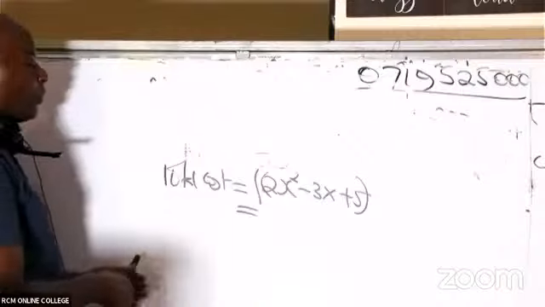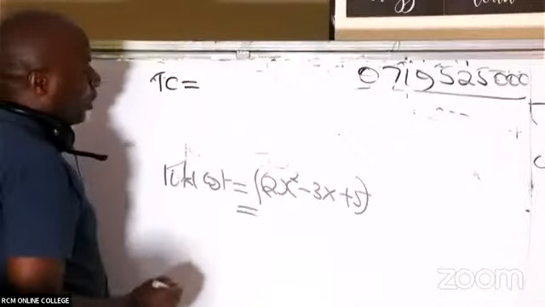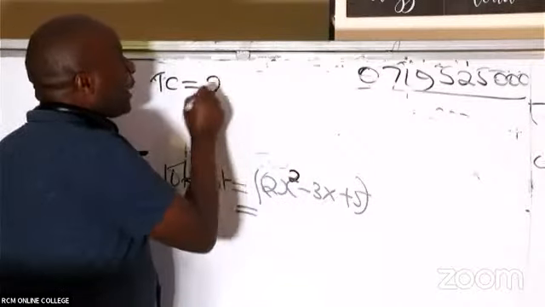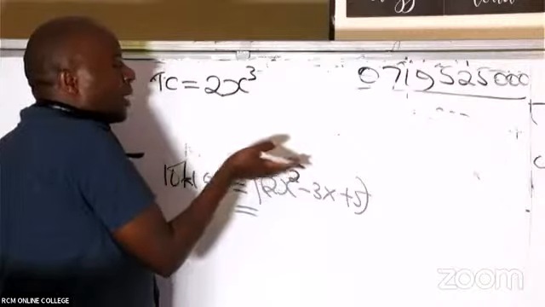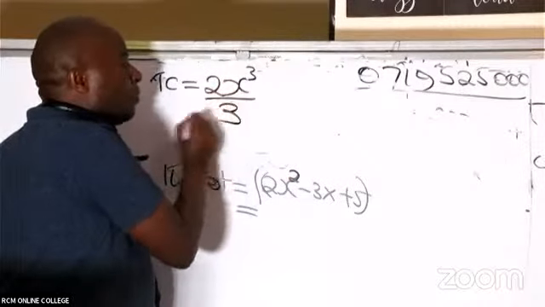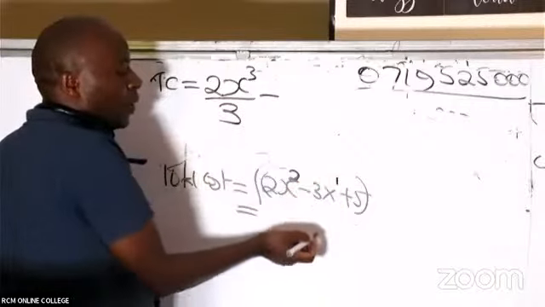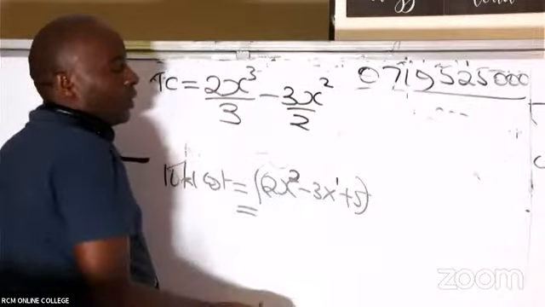So integration. In this case, the total cost will be equal to, of course, this is power 2. But when I integrate this, it will now be power 3 because I'm growing it by 1. Get a new power, and have the new power being a divisor. Minus, this one has got a raised power 1, so it will be minus 3x squared over 2.